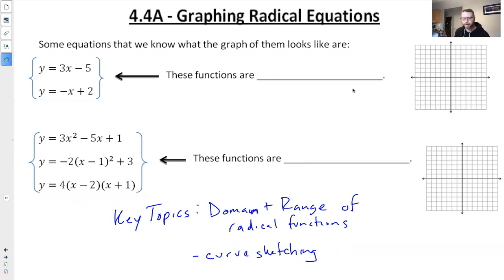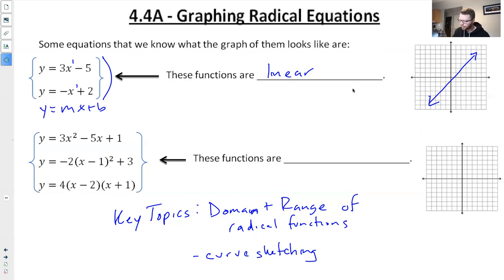All right, looking at these top functions right here: y is equal to 3x minus 5 and y is equal to negative x plus 2. Because the degree of the exponents here is just 1, we consider these to be linear functions. Linear functions will look something like this, usually a straight line. y is equal to mx plus b is the general form for a linear equation.